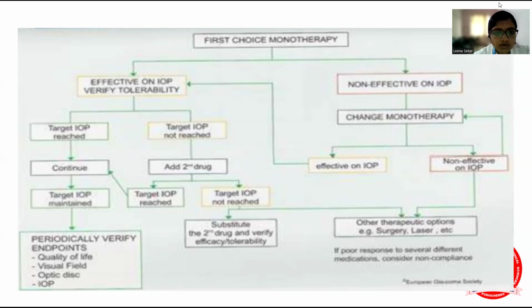If the target IOP is not reached after monotherapy, we have to add one more drug. After adding the second drug, again we have to measure the target IOP. If the target IOP is reached, we can go with periodical examination. If the target IOP is not reached, again we have to substitute the second drug. And after substituting, we have to check the efficacy and tolerability. Again, if it is not controlled, we can go for other options like surgery and laser.